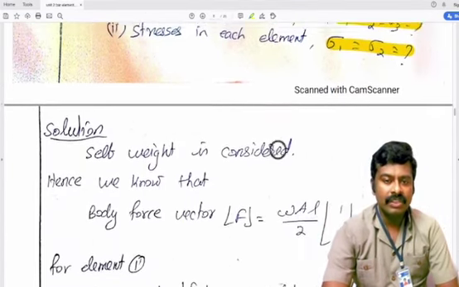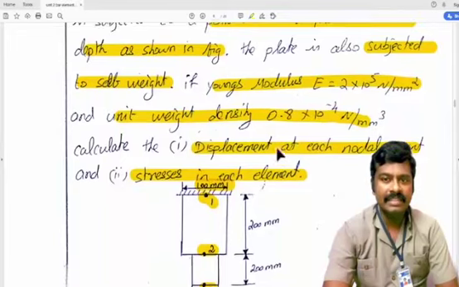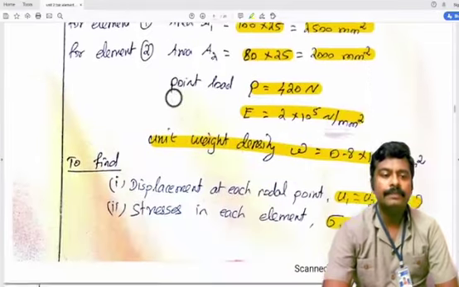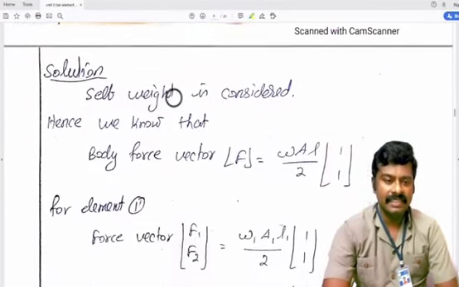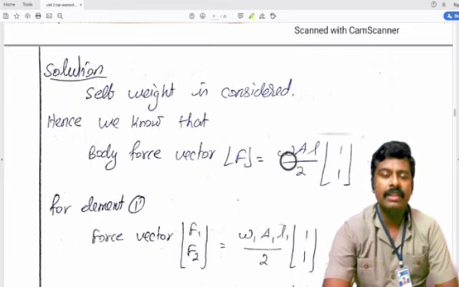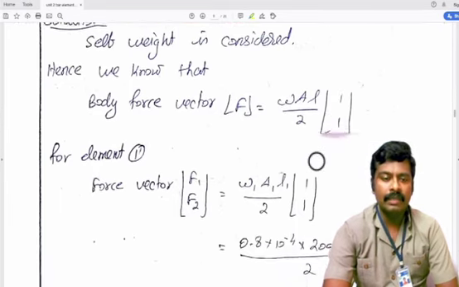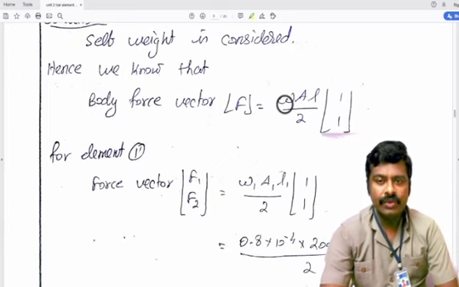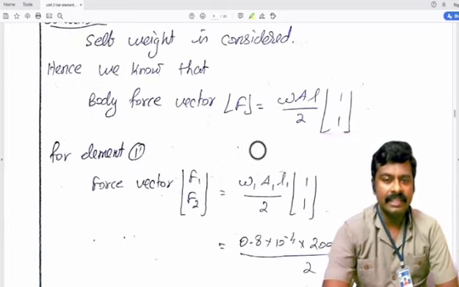Solution. In our question, self-weight is considered. Subjected to self-weight, hence we know we need the body force vector. For self-weight, the body force vector is F equal to w A L by 2 matrix 1 1. Here w is the unit weight density that is given.